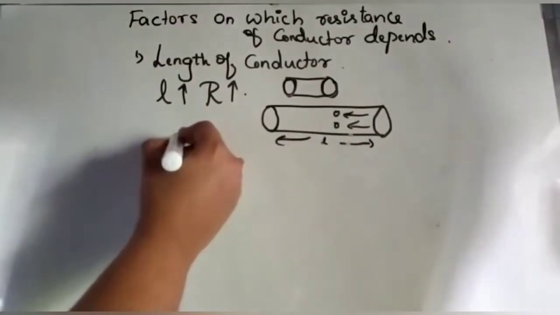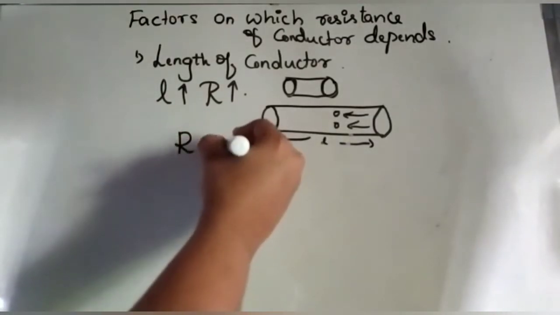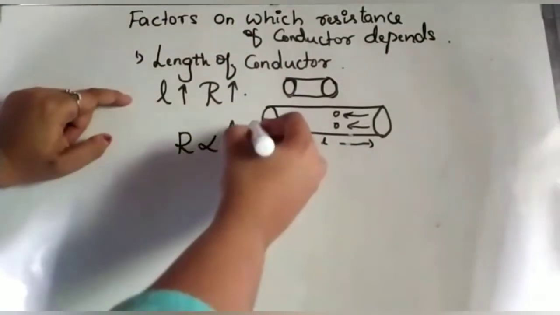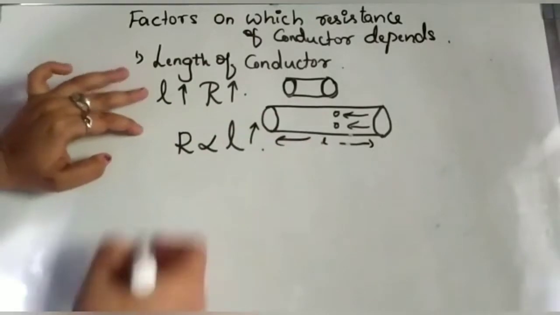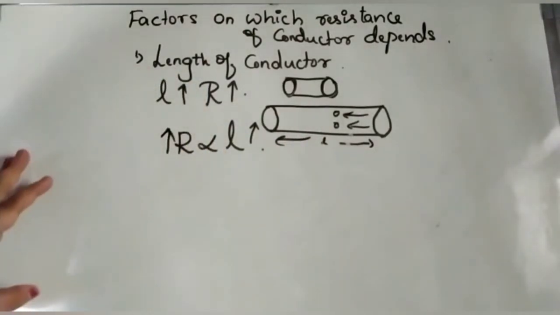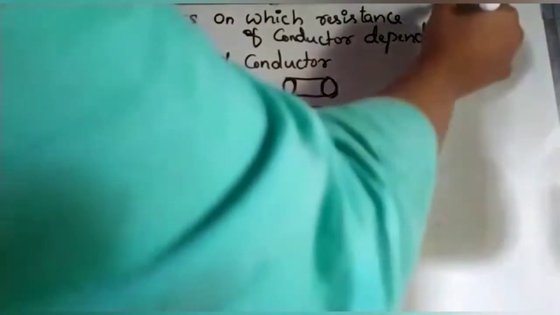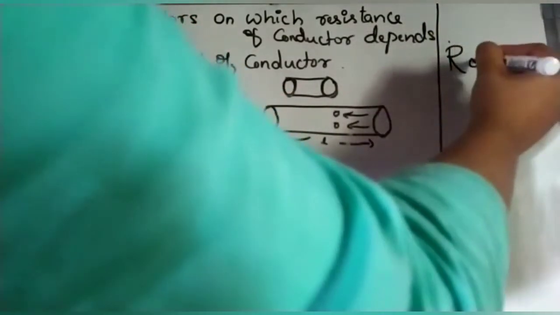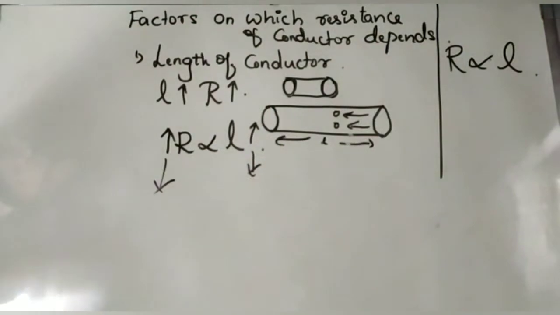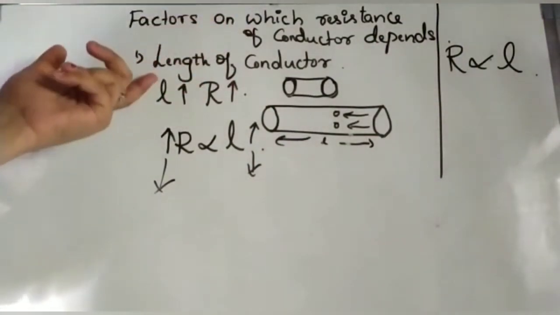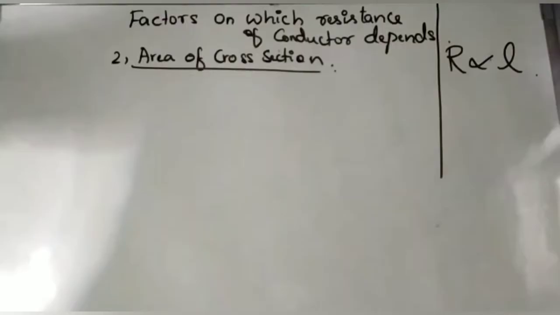So what is the relation? Resistance is directly proportional to the length of the conductor. If I increase the length of the conductor, resistance will also increase. If I decrease the length of the conductor, resistance will also decrease. That means both are directly proportional to each other. Let me write that here: resistance is directly proportional to the length of the conductor. This is the first factor: it depends on the length of the conductor.